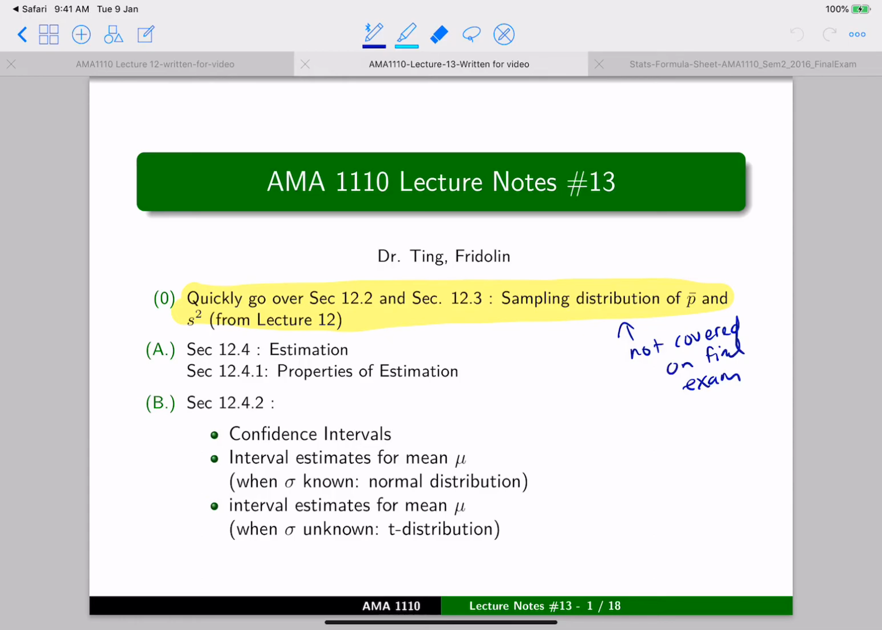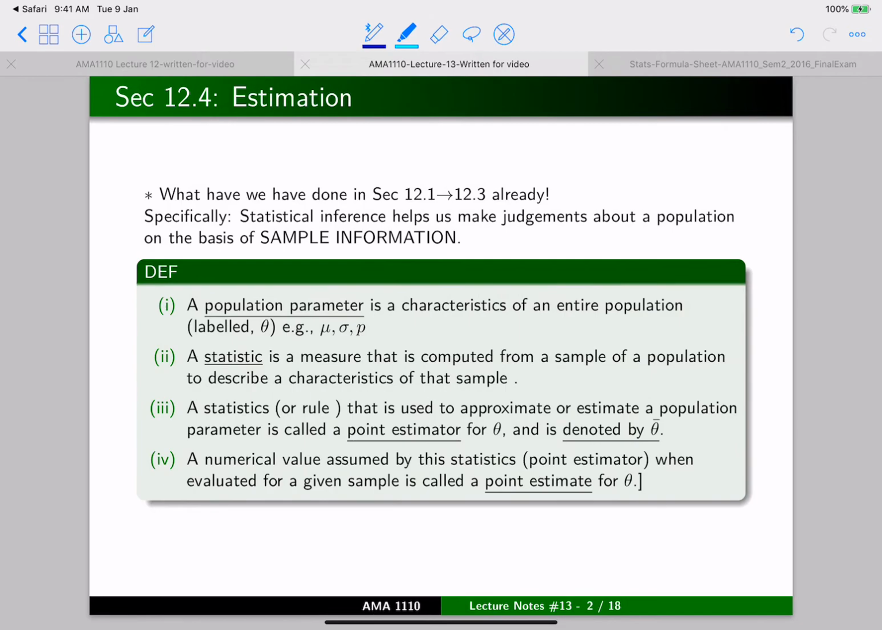So in this video, we're going to talk about section 12.4 and 12.4.1, which is a basic overview of estimation of population parameters and properties of these estimators. So we've gone over sections 12.1 through 12.3 really fast, but 12.1 is basically estimating the population mean using the sample mean.